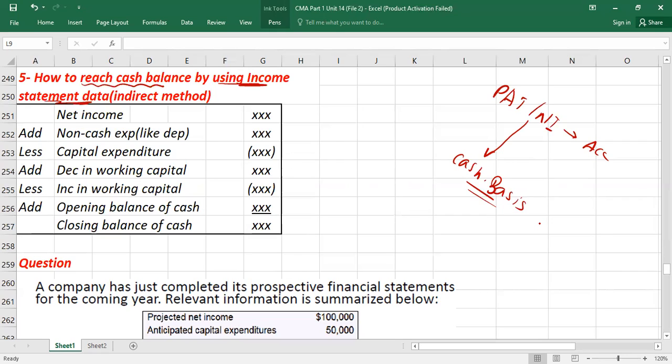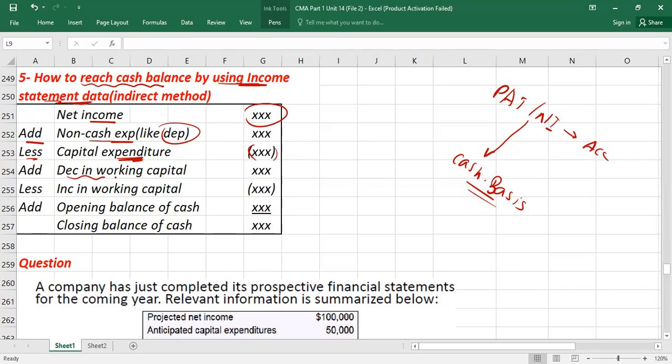So what we will do, we will always start with the net income value, because I want to convert it to the cash basis. It is always on accrual basis. So we will add here non-cash expenses like depreciation, because you have deducted depreciation in the income statement. Now you will add it back because it is a non-cash item. Then you will deduct your capital expenditure. It is the expenditure for acquisition of non-current assets. It is nowhere written in the income statement, but it has a cash outflow. So you will deduct it.